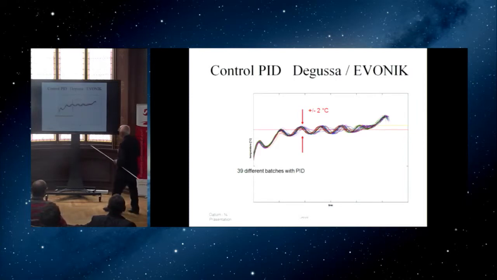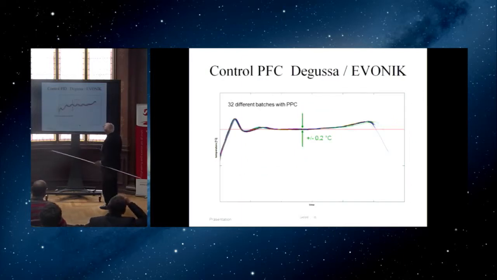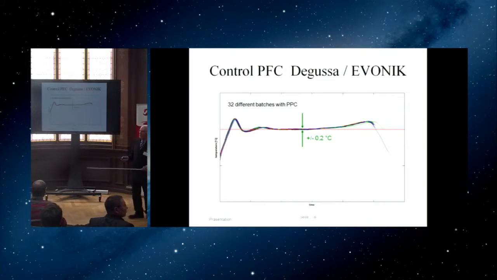So, here with the classical PID, 39 different batches. This is the set point. So the error is that. Okay, and with PLC, it is in this part that is very important. So you see we have divided by 10 the error of the controller.